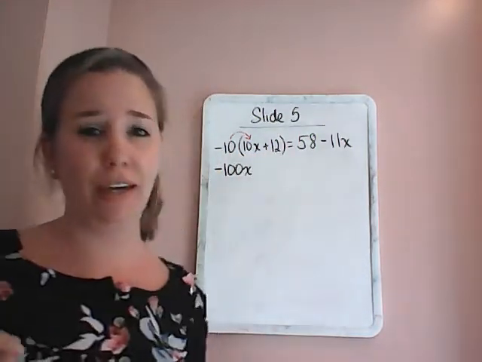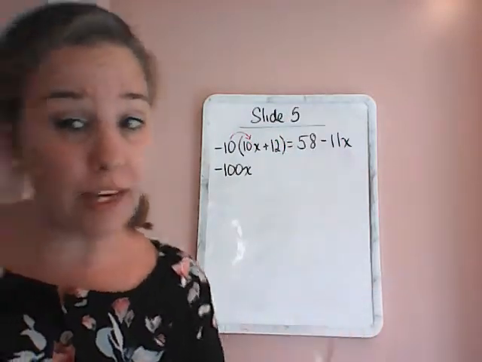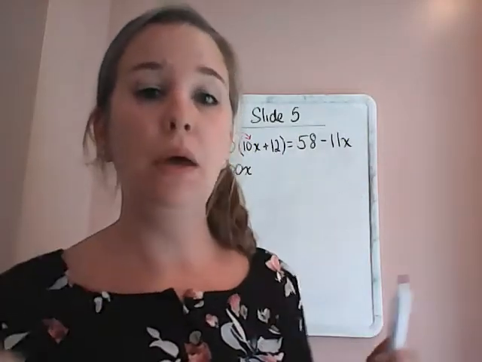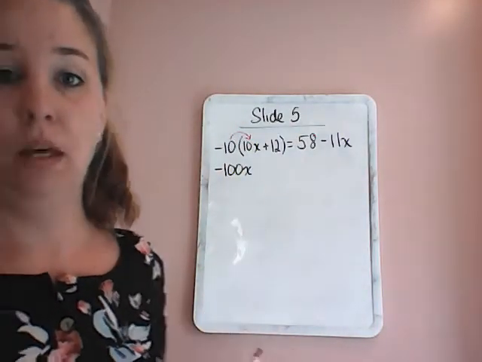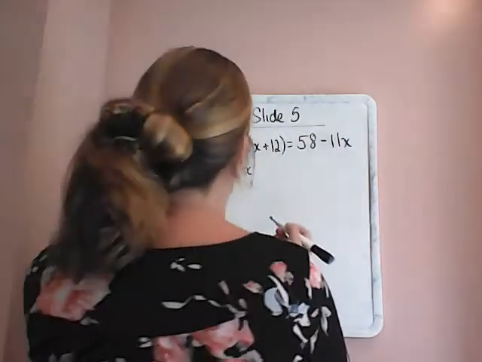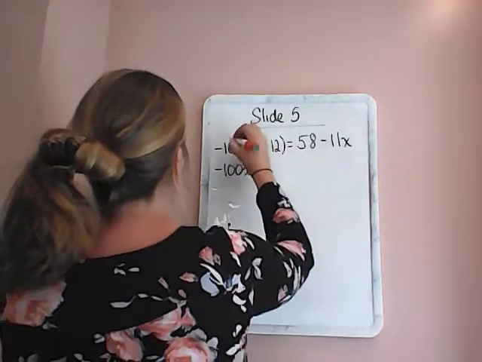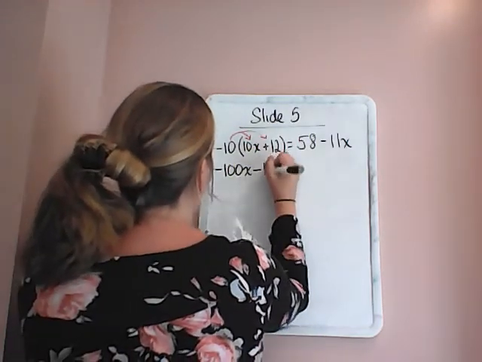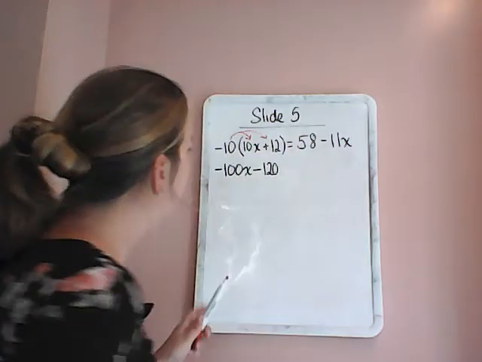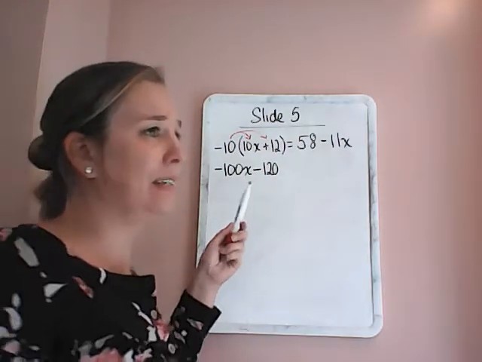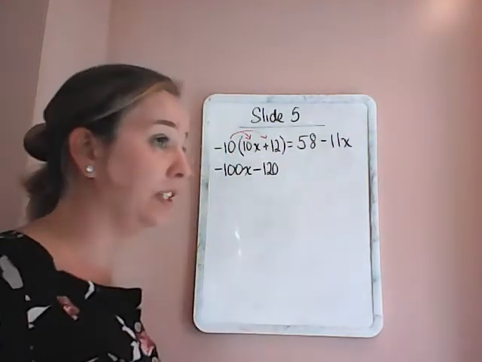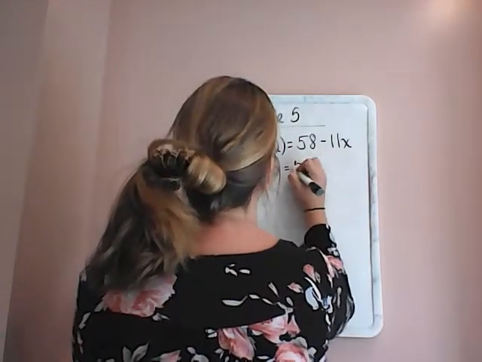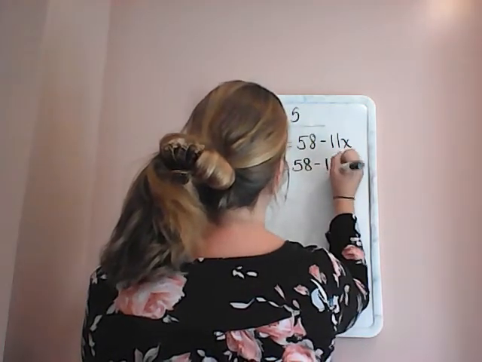I know some of you are thinking, you just were telling me that we can't combine constant terms and variable terms. You can't combine them, like add them, but you can totally multiply them. So negative 100x, and then we have negative 10 times positive 12, which becomes a negative 120. Some of you might put, but wait, that's a plus negative 120. It's the same thing. It's fine either way. Equal sign comes down, 58 minus 11x.